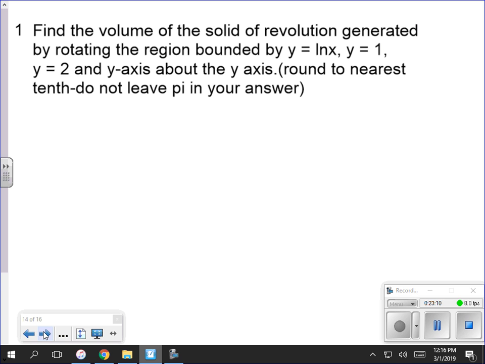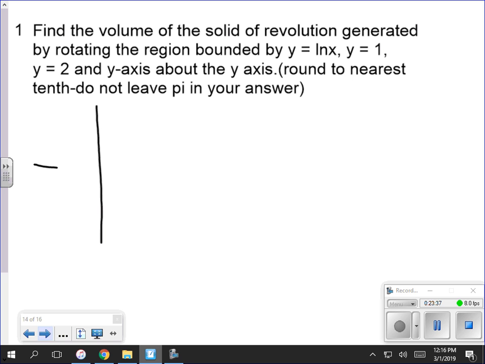Find the volume of the solid of revolution generated by rotating the region bounded by y equals the natural log of x, y equals 1, y equals 2, and the x-axis around the y-axis. Your axis of rotation is now a vertical line and not a horizontal line, which means you're going to need to do this dy instead of dx.